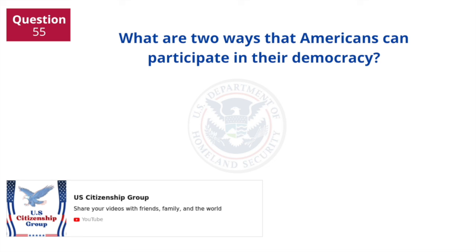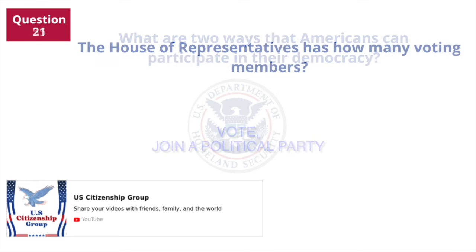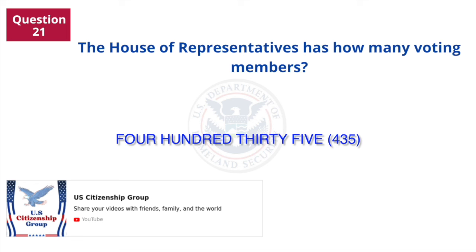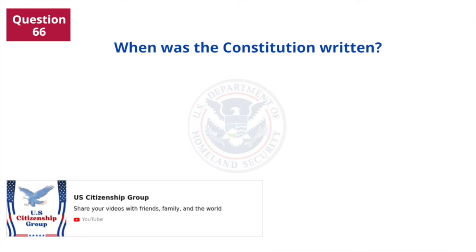What are two ways that Americans can participate in their democracy? Vote. Join a political party. The House of Representatives has how many voting members? 435. When was the Constitution written? 1787.